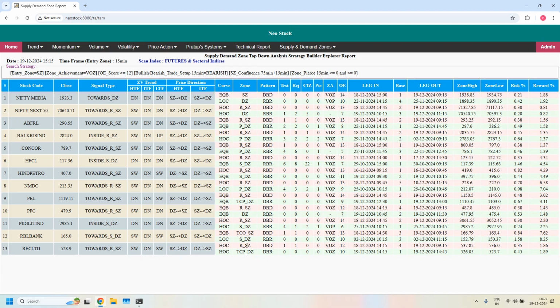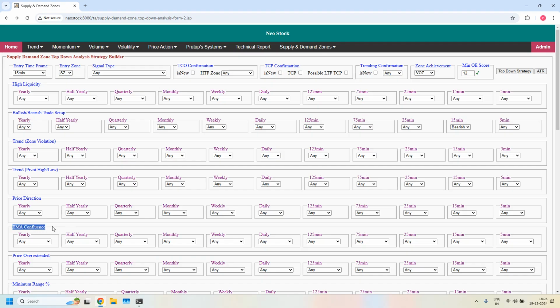In all these 13 stocks, these 15 minute supply zones are part of the 75 minute supply zone. And 75 minutes trend is down in all these stocks. That is ITF trend. If any of these 75 minutes supply zones are having daily EMA confluence, then these 15 minute supply zones are even more high probability trade setup supported stocks. So let's add the EMA filter at 75 minutes time frame, daily EMA confluence, because the 15 minute supply zone is part of the 75 minute supply zone.